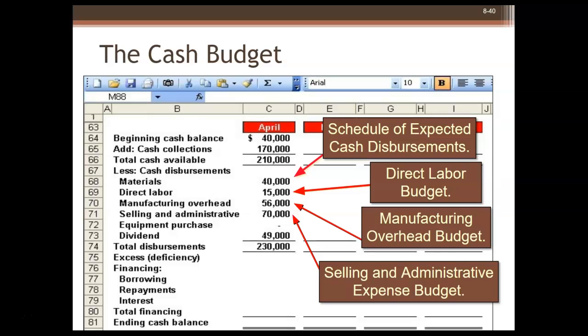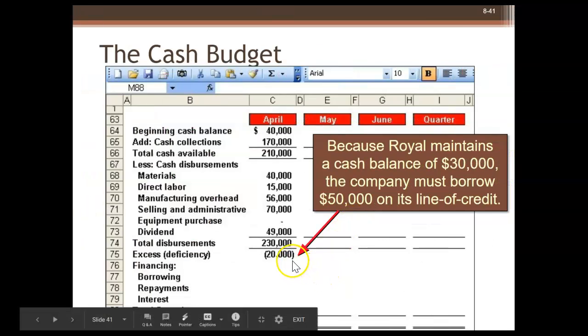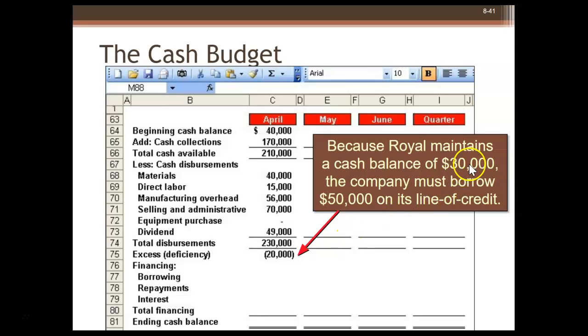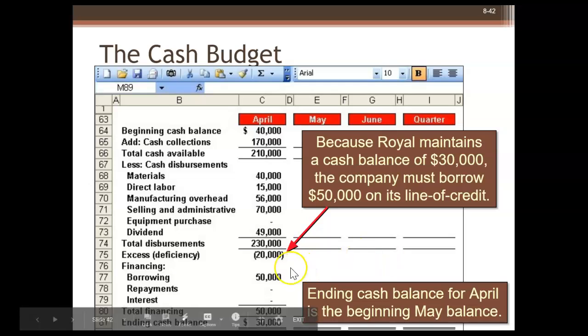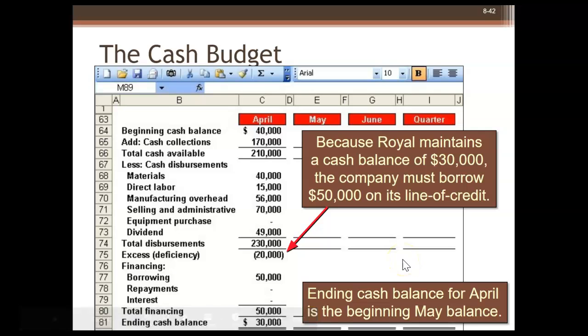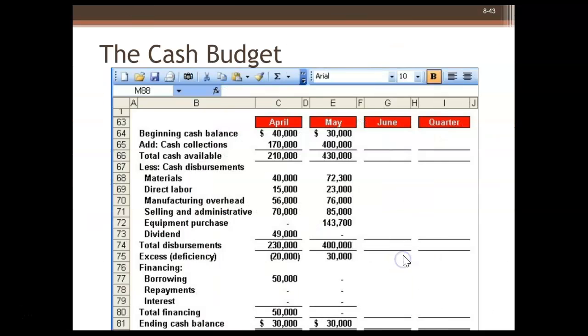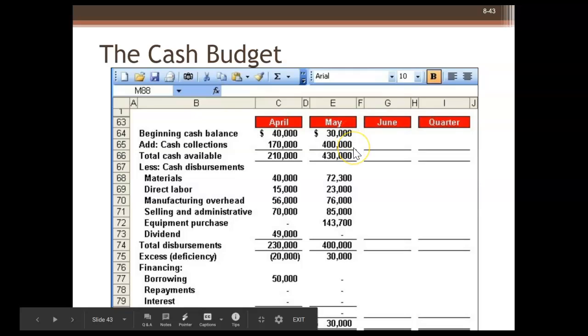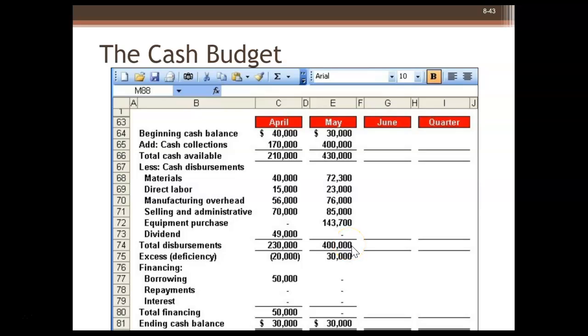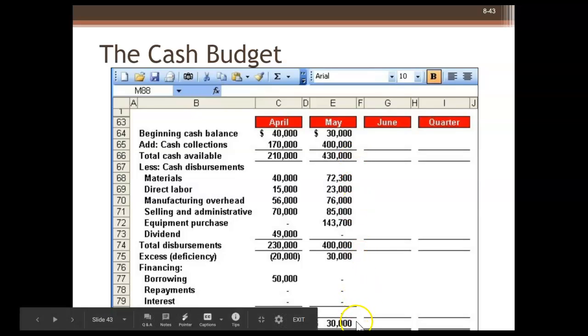But don't forget that we also want to have a $30,000 ending balance, so we're going to have to borrow some money. So we're going to be deficient $20,000. We have to have a balance of 30, so we have to borrow 50. So if we're short 20 and we borrow 50, in the end we'll have our $30,000 available. So the ending of April becomes the beginning of May. Add in your cash collections, which will be given to you, total cash available. Add up your disbursements, which will be given to you. And here, look at that. We've got just enough money to pay for May and have $30,000 left over.